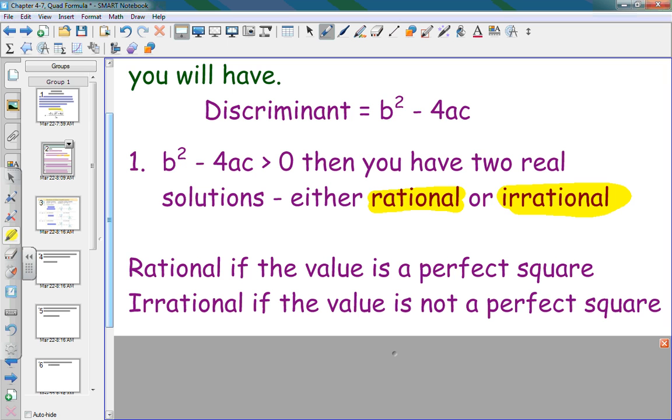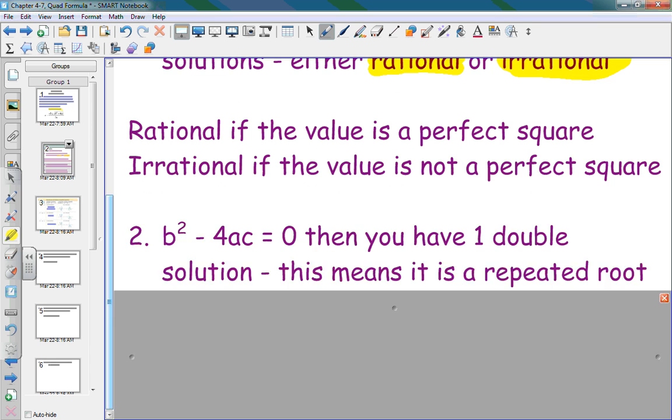Rational if the value is a perfect square. Irrational if the value is not a perfect square. Rational meaning square root of 49, square root of 64, square root of 25. Those are all perfect squares, so therefore it's going to be a rational outcome. Irrational would be like the square root of 17, the square root of 24. Even if you reduce that, you're still going to get a radical in the expression, so therefore it's going to be irrational.